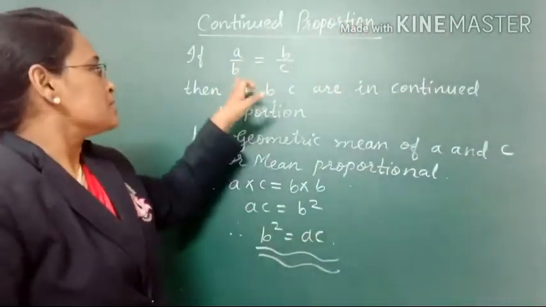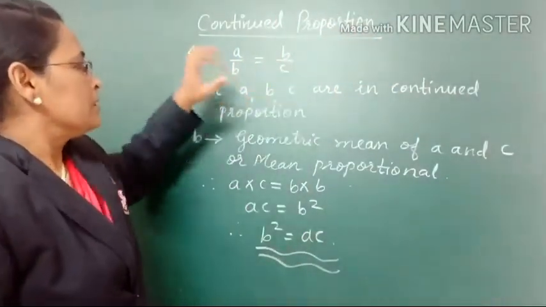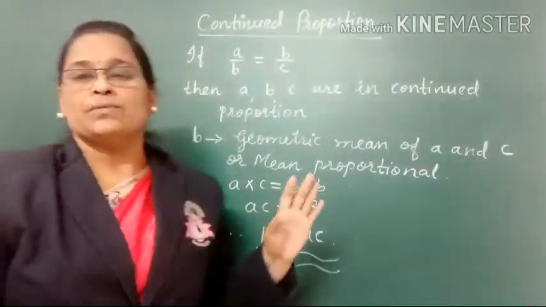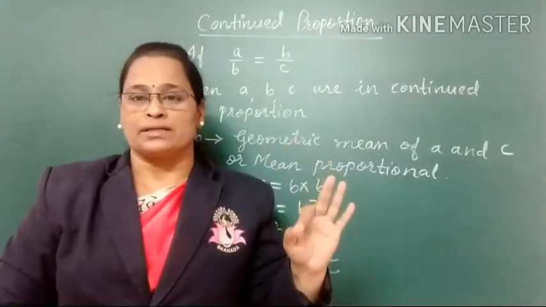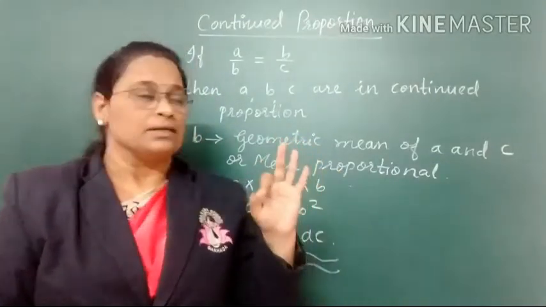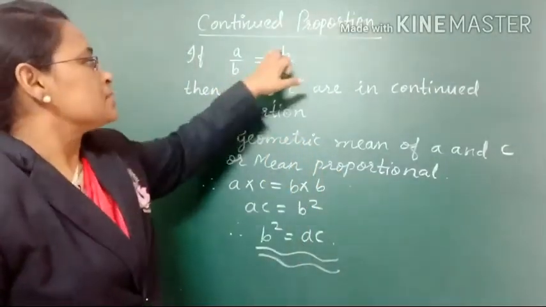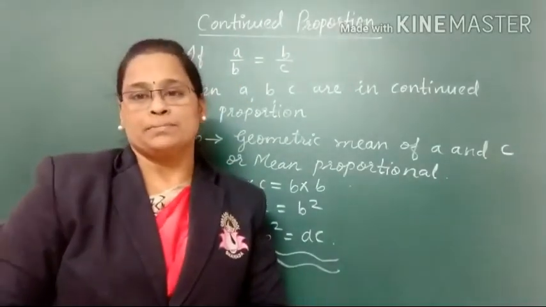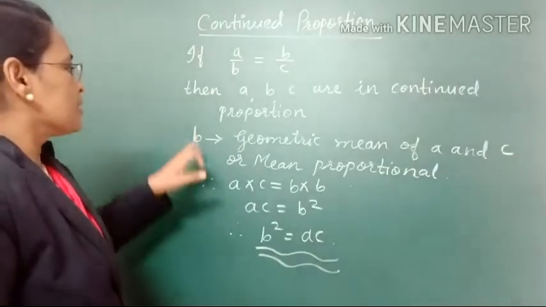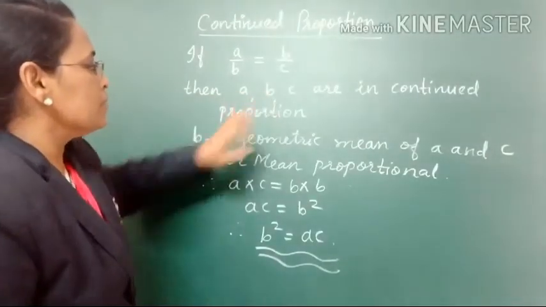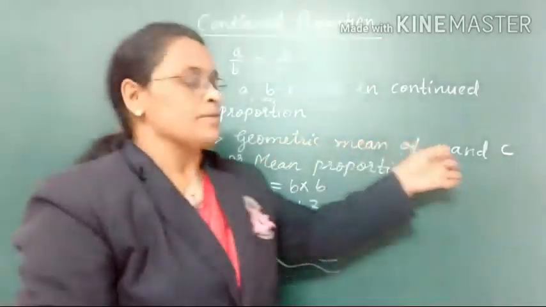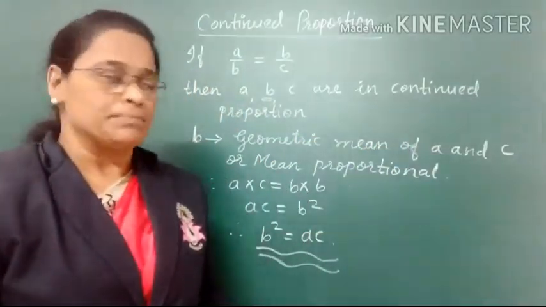It means both the ratios have A, B and C. In these ratios, 3 numbers are there instead of 4 numbers. The number B is repeated here. So A, B, C are said to be in continued proportion. And here B is the middle number, or it is called the geometric mean of A and C, or it is also called the mean proportional.